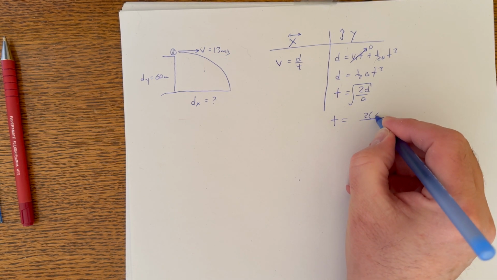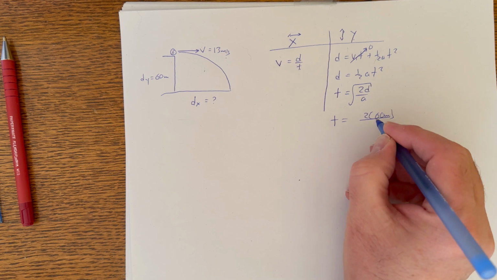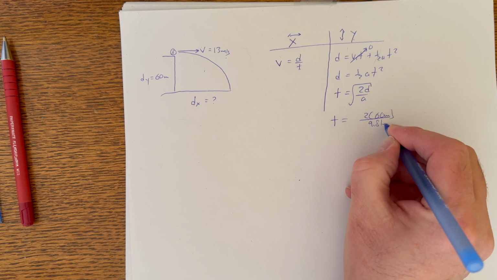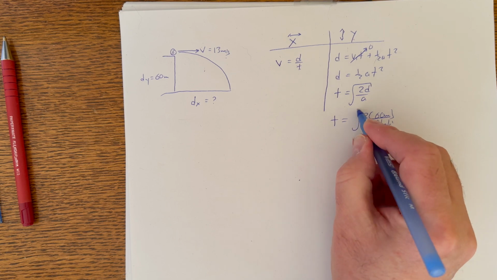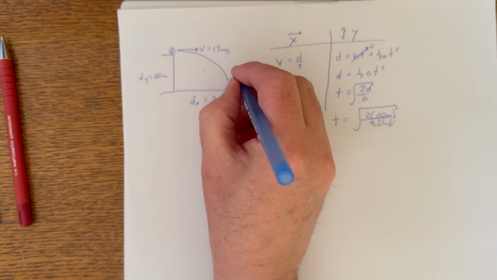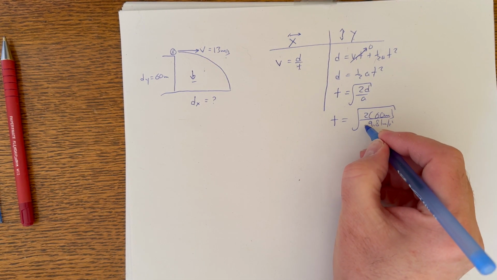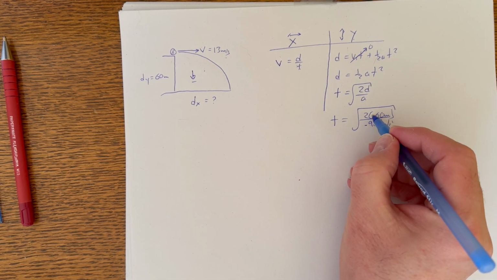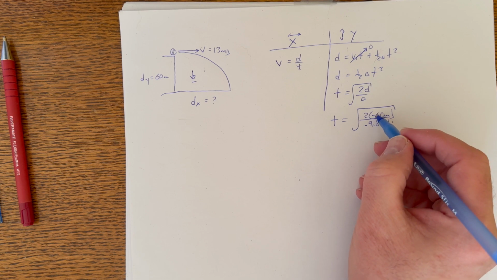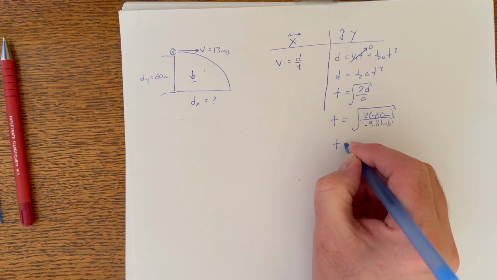Twice the vertical distance of 60 meters over acceleration due to gravity, 9.81 meters per second squared. Don't forget to square root it. Now, I can say that down is negative, and there's nothing wrong with that. If that's the case, that should be a negative. But if that's a negative, this should also be a negative because it's going downwards. These two will cancel each other out.